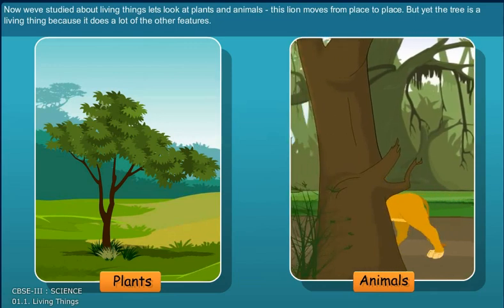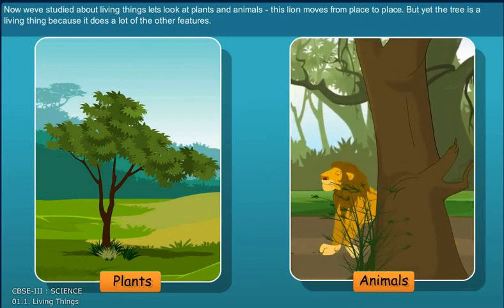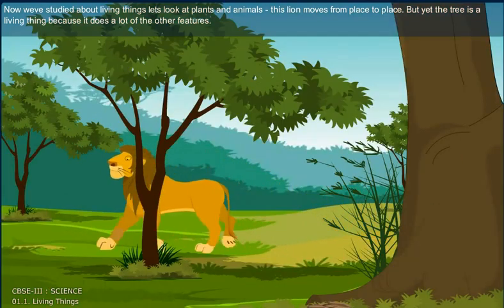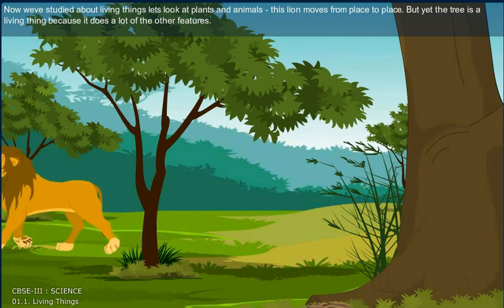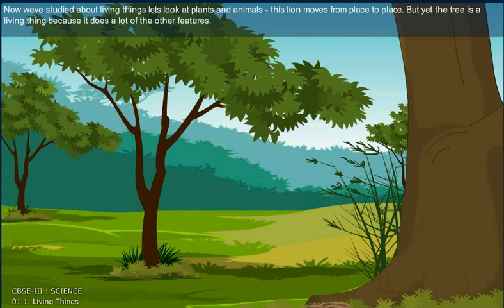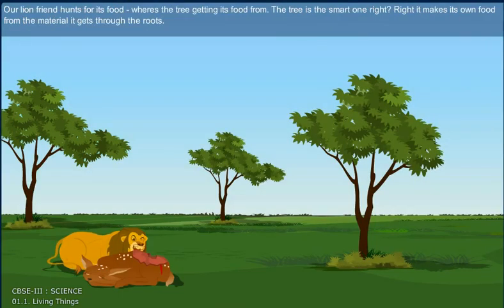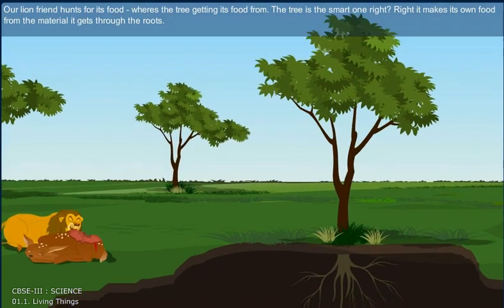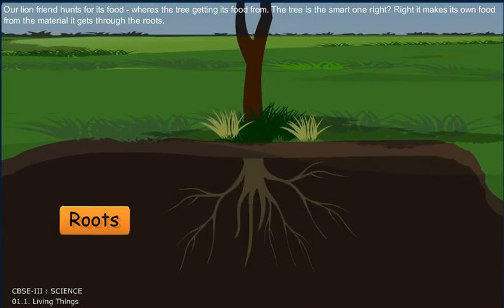This lion moves from place to place. But yet, the tree is a living thing because it does a lot of other features. Our lion friend hunts for its food. Where's the tree getting its food from? The tree is a smart one, right? Right. It makes its own food from the material it gets through the roots.